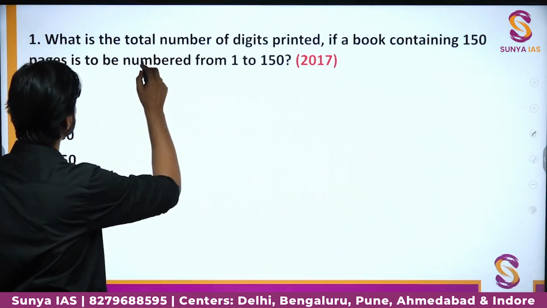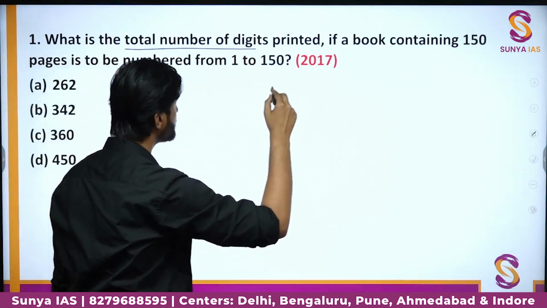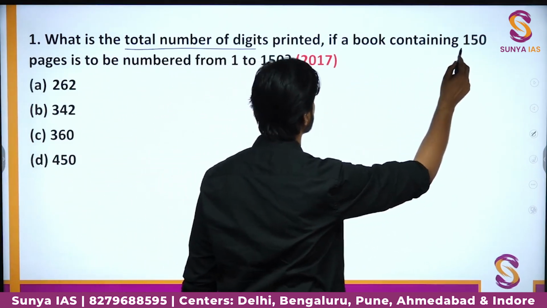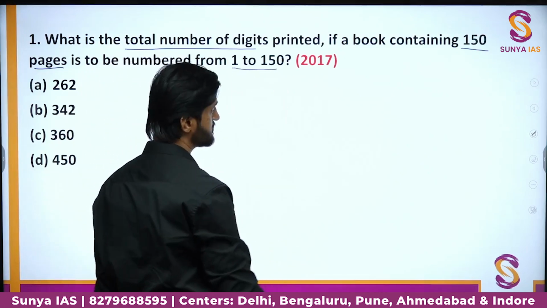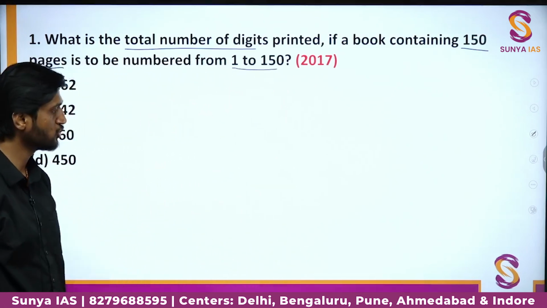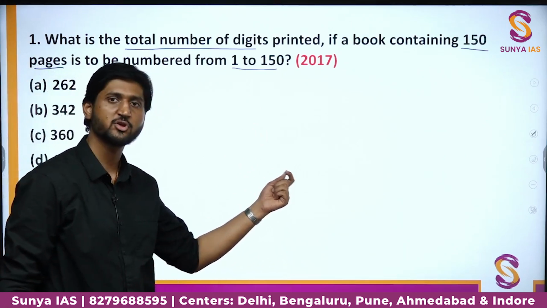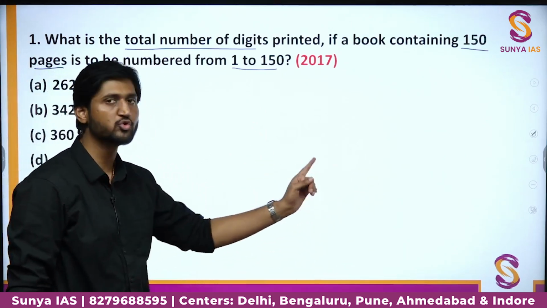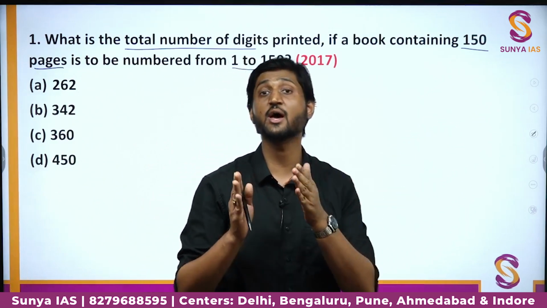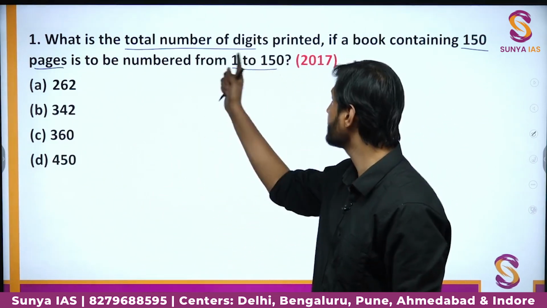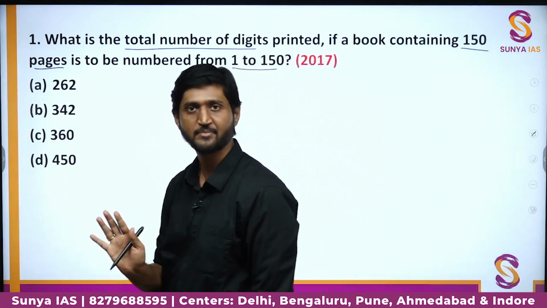What is the total number of digits printed in a book if it contains 150 pages and they are numbered from 1 to 150? In every book there is a footer in which the page number is given. So 1, 2, 3, 4 and so on until 150, all the page numbers will be given. We have to find the number of digits which are printed to write the page number, right?